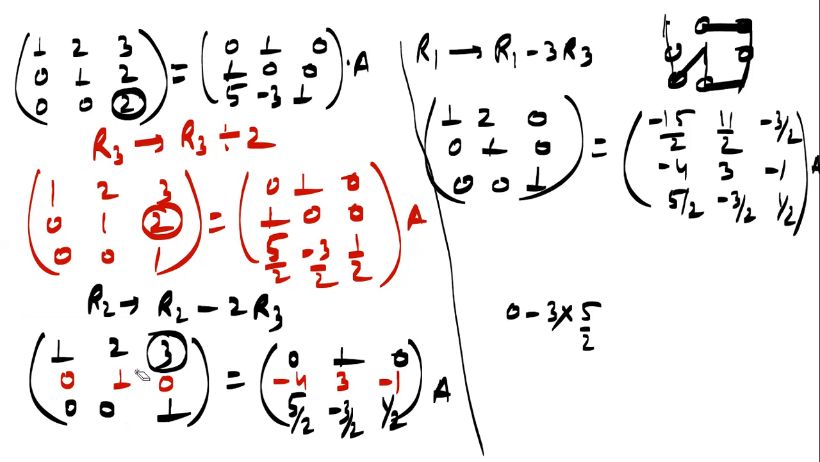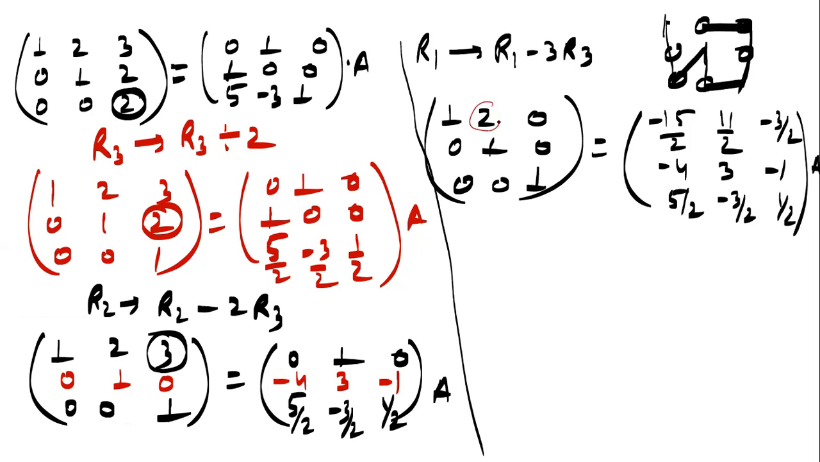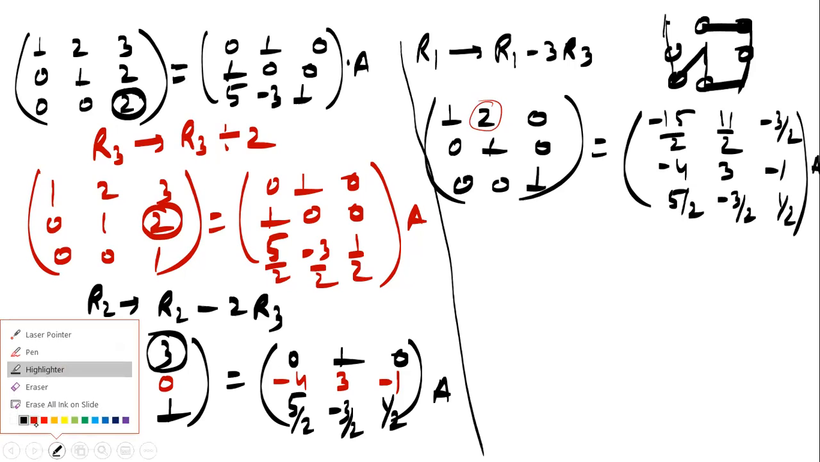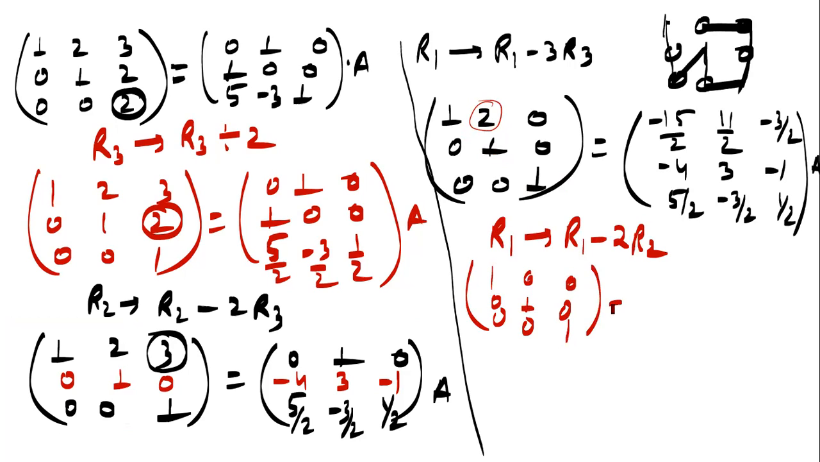Now the next step, what I have to do? I have to make it 0. What can be done? How can I make it 0? R1 arrow, I will multiply R2 by 2 and I will subtract from R1. R1 arrow, R1 minus 2 R2. It will be 1, 0, 0, 0, 1, 0, 0, 0, 1.